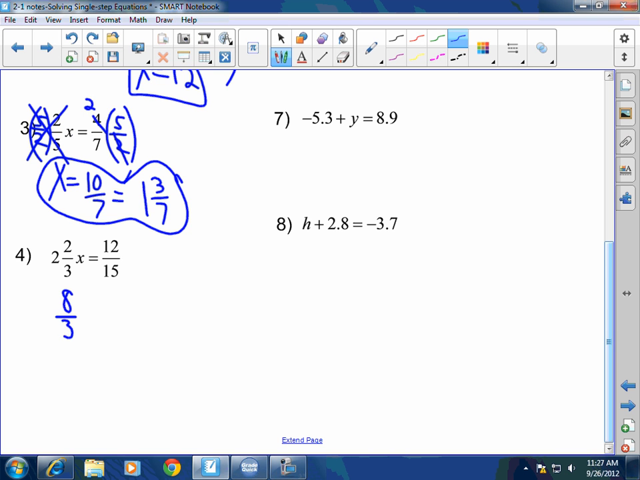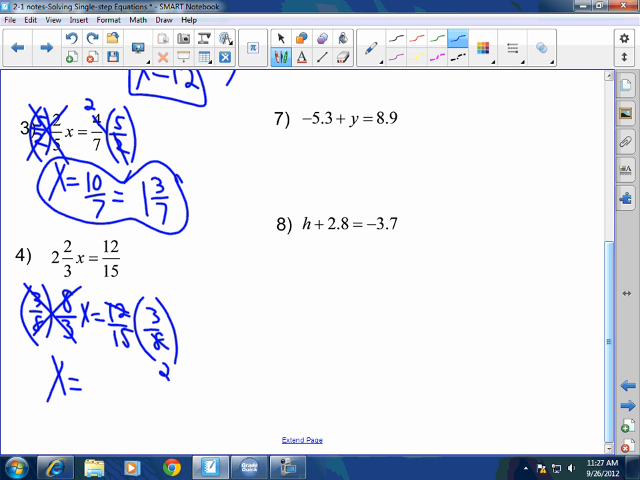So that's going to be 8/3. 2 times 3 is 6, plus 2 is 8/3 x equals 12/15. Now, what is the relationship between the 8/3 and the x? How do I get rid of multiplication? Division, but I'm dividing a fraction, so I multiply by the reciprocal. Very good, gentlemen. So I multiply by the reciprocal. X equals 4 goes into 8 2 times, 4 goes into 12 3 times, 3 goes into 3 1 time, 3 goes into 15 5 times, 3 times 1 is 3, 5 times 2 is 10. 3/10 is your answer.